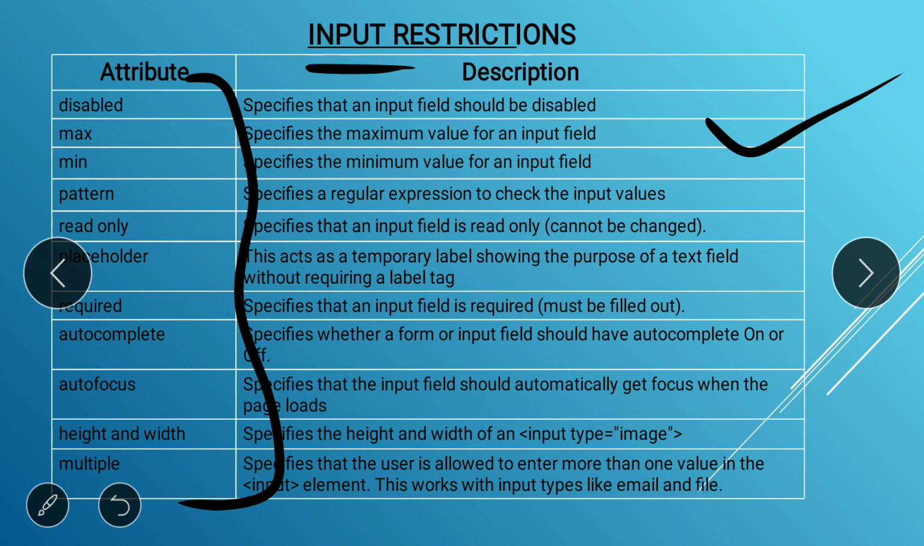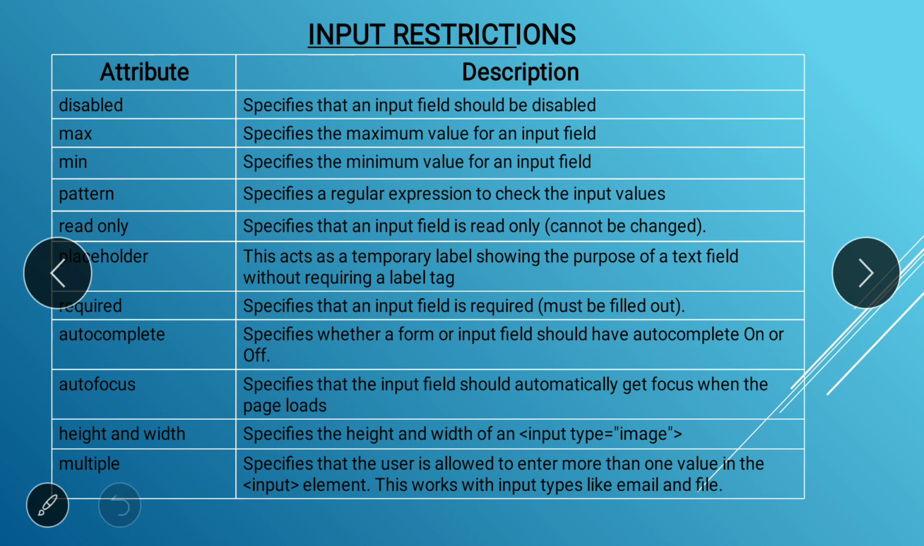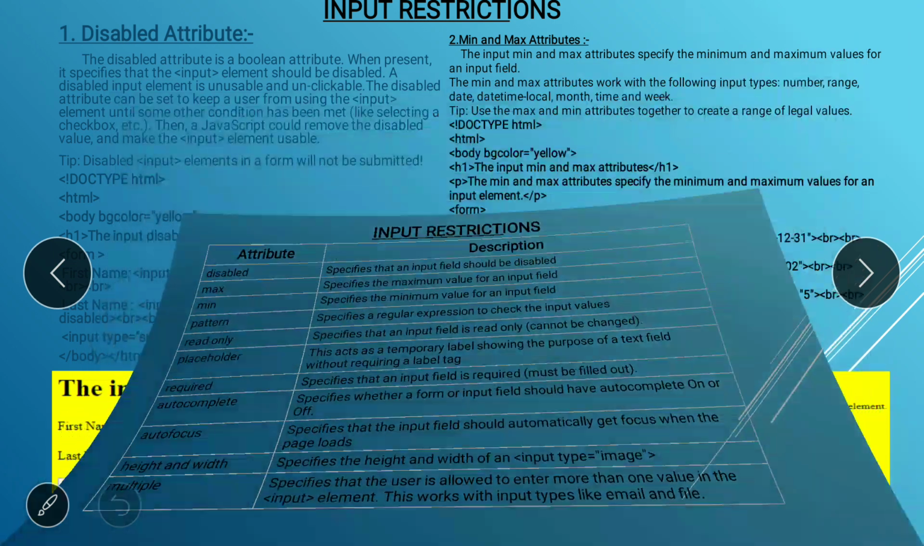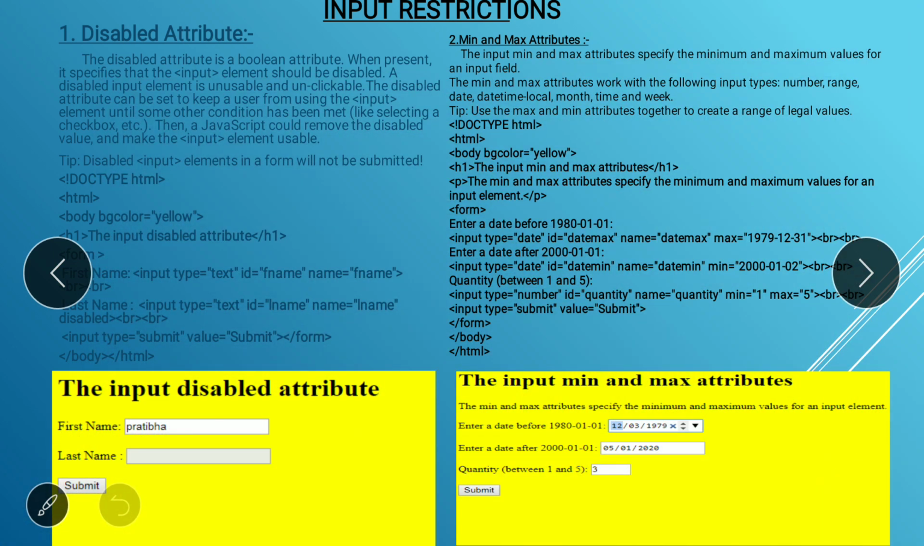I will definitely explain all these attributes with examples. Okay, so you will definitely learn it very interestingly. So just focus on that. First attribute is nothing but the disabled.